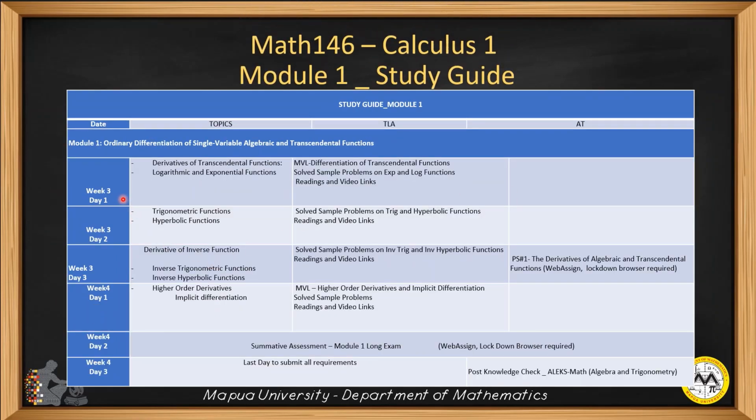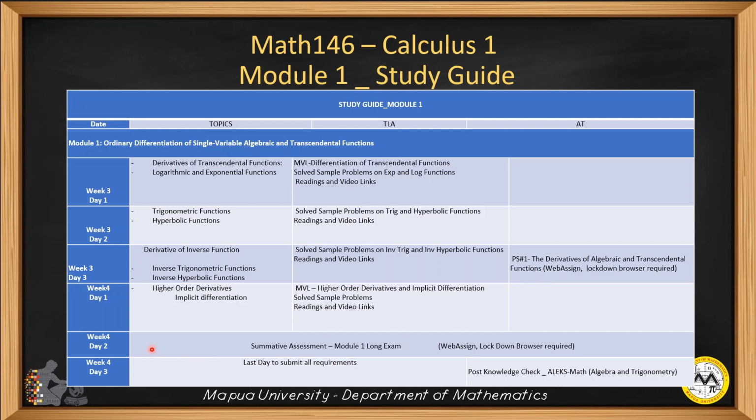Week 3 is primarily used to differentiate transcendental functions, to include the exponential and logarithmic functions, the trigonometric and hyperbolic functions, and the inverse trigonometric and inverse hyperbolic functions. And basically we will have almost the same teaching learning activities, but what we want you to take note of in this particular week is that we will be having the first of the problem set activities.